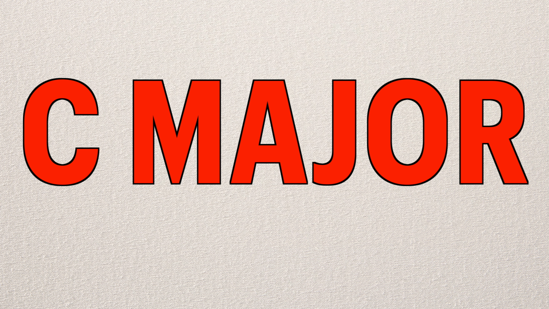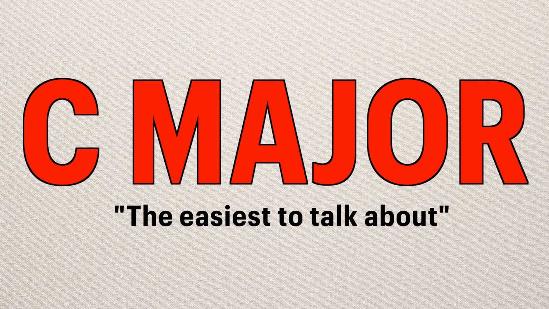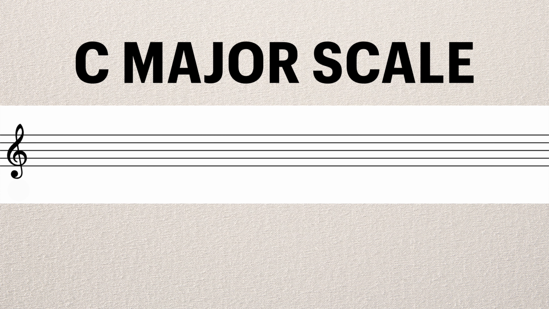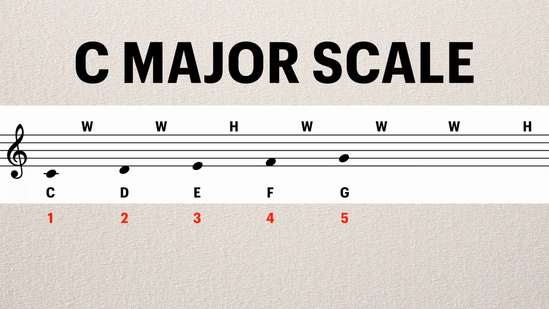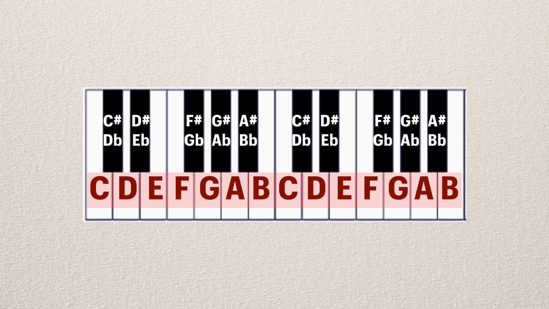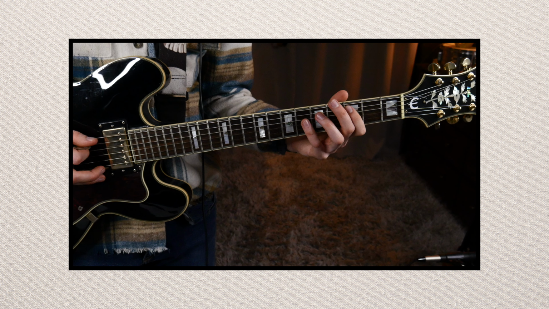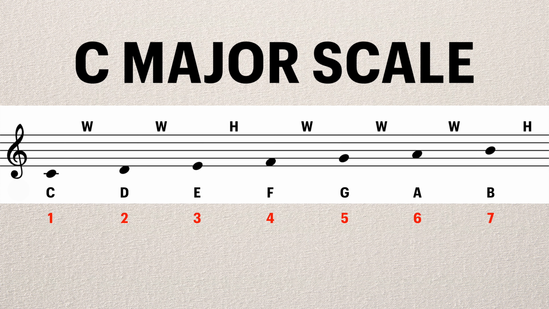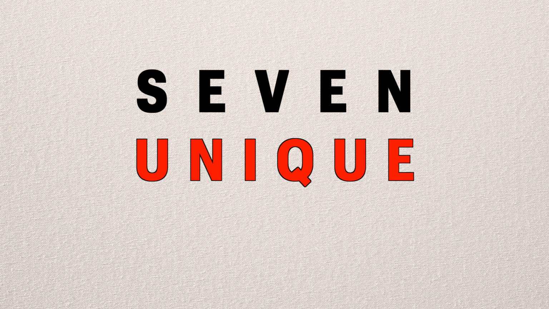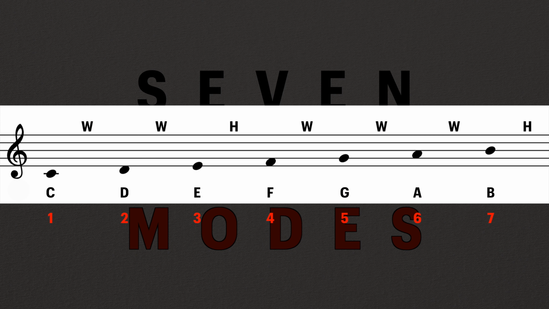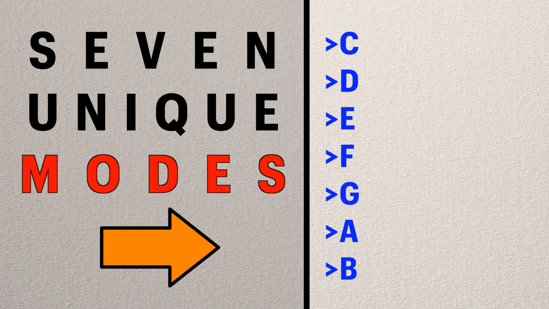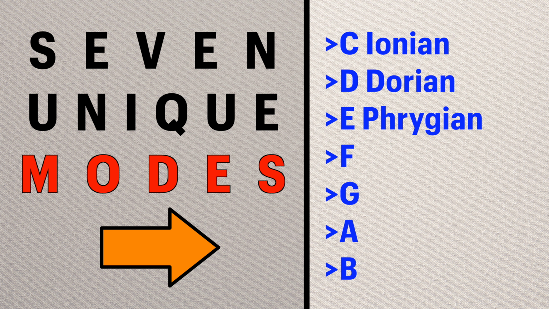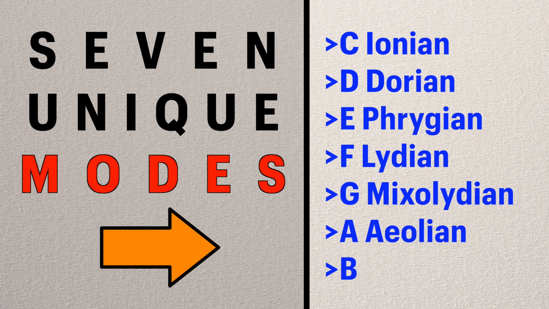We'll stick with C major as our example scale, as it is the easiest to talk about. C major consists of the notes C, D, E, F, G, A, B. On the piano, C major is all the white keys, and it'll sound like this. And on the guitar, one version of the scale may sound like this. Within this 7-note scale, there are 7 unique modes, stemming from each respective scale degree, and each of them have their own names. They are Ionian, Dorian, Phrygian, Lydian, Mixolydian, Aeolian, and Locrian.